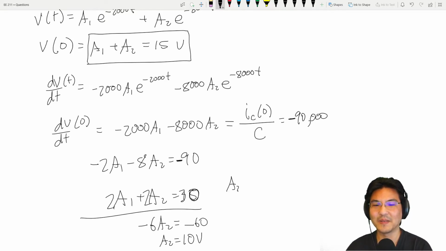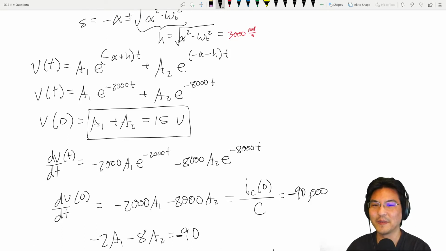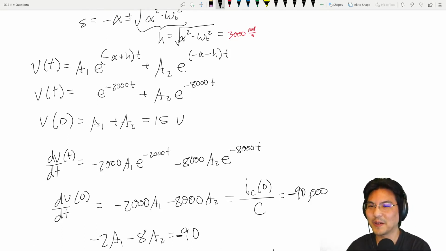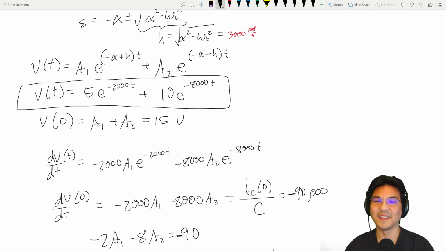And then a1 plus a2 is 15. So a1 equals 15 minus a2. So a1 is 5. So there you go. a1 is 5, a2 is 10. I'm just going to write it here. a1 is 5 and a2 is 10. Okay, so this is the answer.